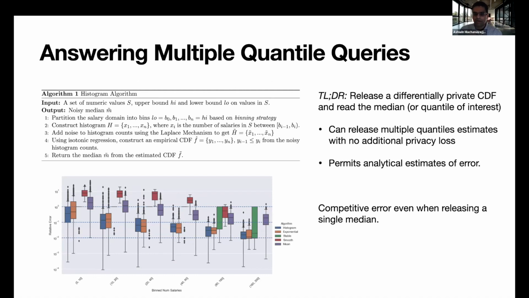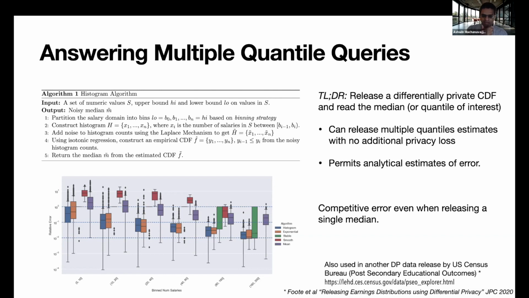But more importantly, this kind of method let you read off analytical estimates of error, like confidence intervals, from the output that you got, right? And that's also an important property, because if it's not easy to get an estimate of confidence interval, then it's hard to explain how much error there is in an estimate to a downstream analyst, right? And it turned out it gave competitive error even when releasing a single median, not just multiple quantiles.